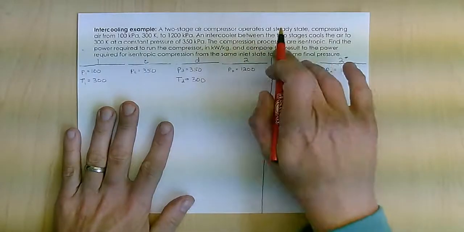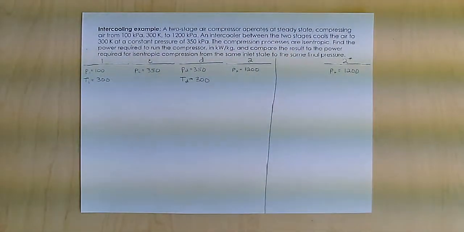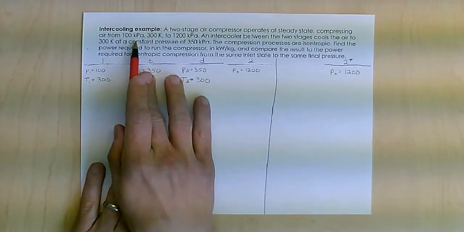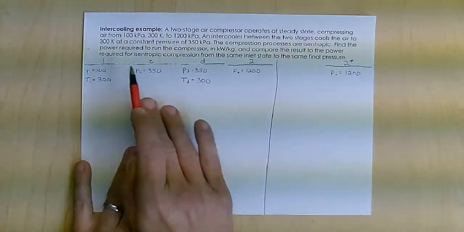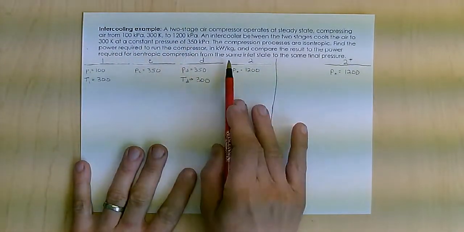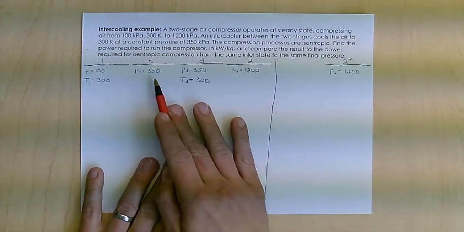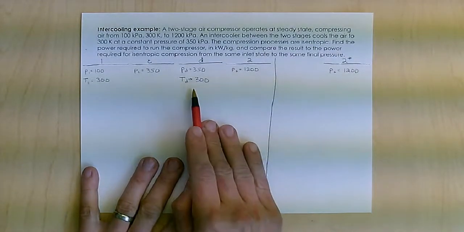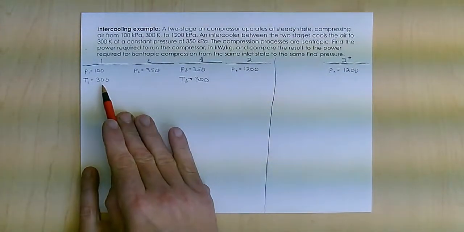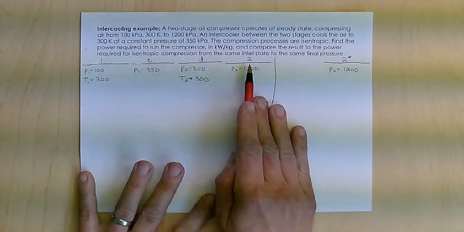Okay, so I've got a two-stage compressor with intercooling in there. It starts at an initial state and ultimately compresses to 1200 kilopascals. In the middle, at 350 kilopascals, it pulls the air out, cools it back down to the 300 K that it was initially, and then does the rest of the compression.